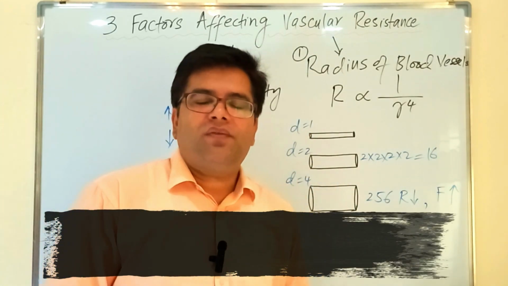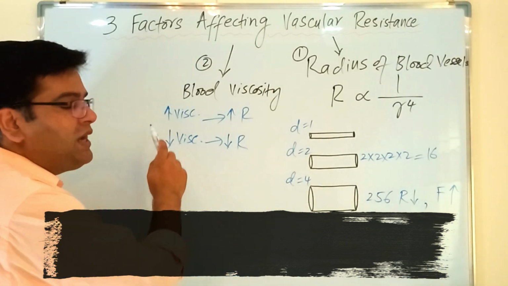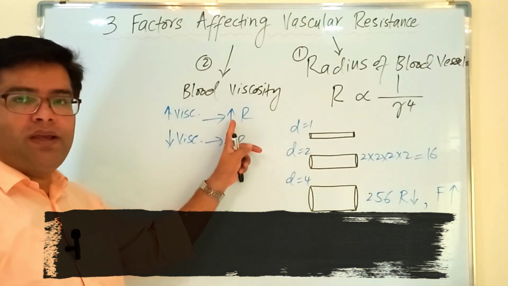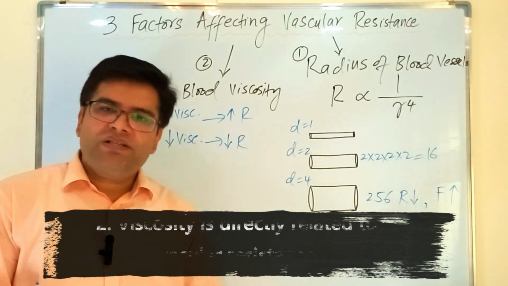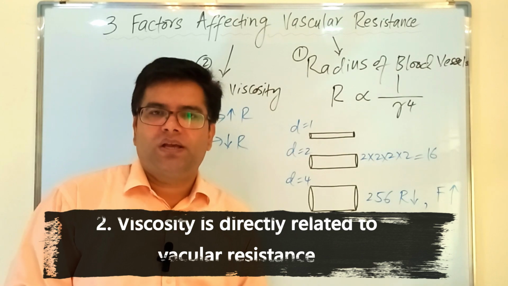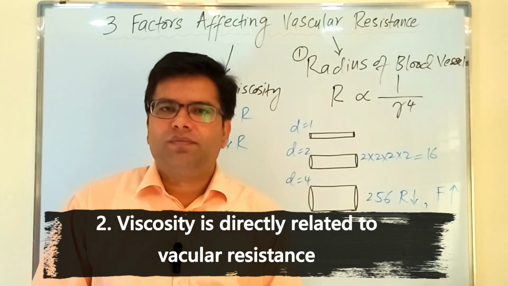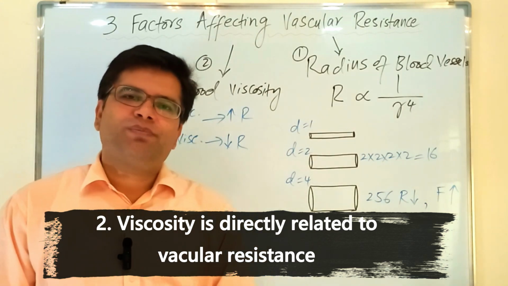Another important factor that affects vascular resistance is blood viscosity. When blood viscosity is higher, the resistance will be higher, and when blood viscosity is low, the resistance will also be low. So blood viscosity has a direct relationship with resistance. Blood viscosity is affected by two factors. One of them is red blood cells and the other one is plasma proteins.